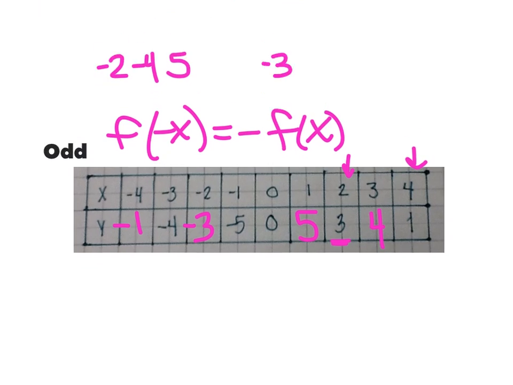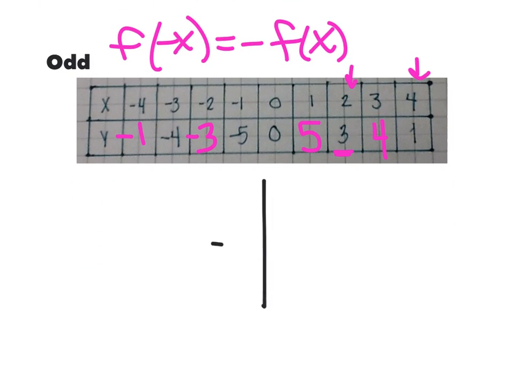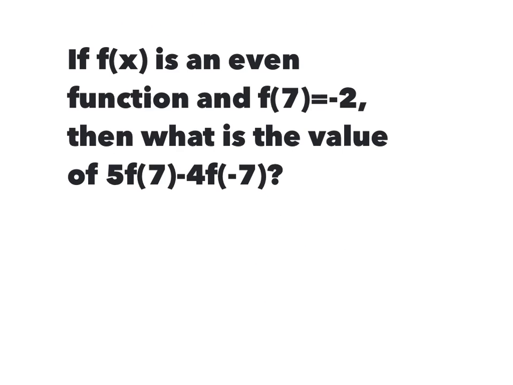And again, if you're not 100% sure, you could quickly make a sketch and see if it looks symmetric to the origin. 1 is at positive 5, and negative 1 is at negative 5. 2 is at 3, and negative 2 is at negative 3. 3 is at 4, and negative 3 is at negative 4. And you can see if you take that picture and flip it upside down, you'll get your symmetry to the origin. It'll look the exact same upside down.